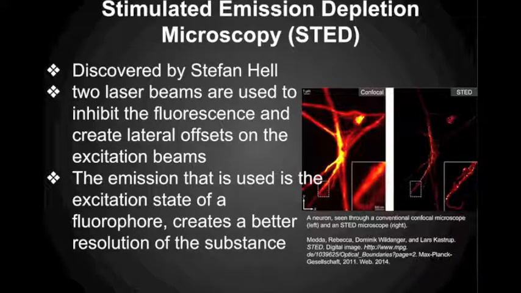Stimulated emission depletion microscopy was discovered by Stephen Hell. The stimulated emission depletion microscopy surpassed the limit of light microscope and created a better resolution. This microscope uses two laser beams, one that stimulates the fluorescent molecules and creates a small lateral offset on the excitation beam. This method increases the resolution by a factor of 4.5 by using a stimulated emission. The emission is based off the excitation energy of a typical fluorophore.